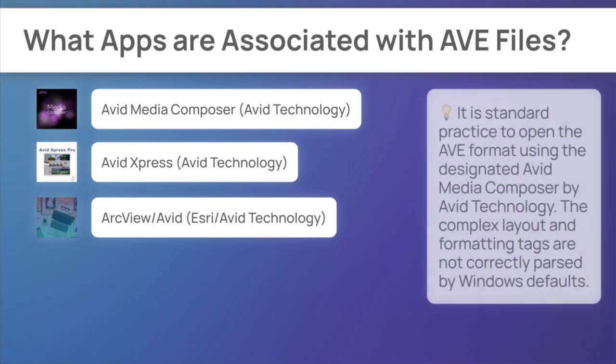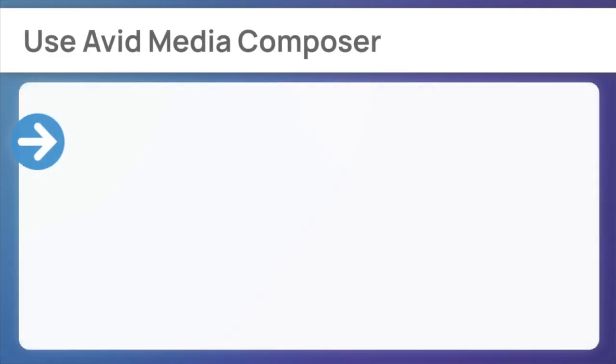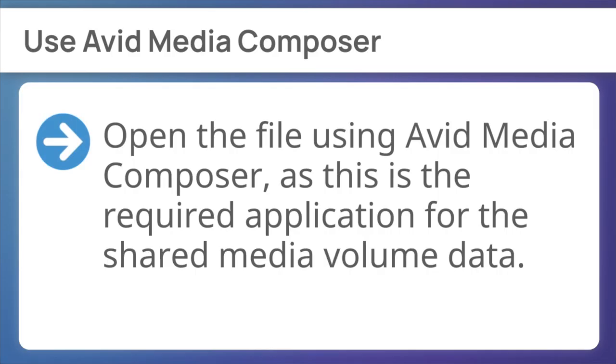The file is locked by a proprietary indexing system Windows cannot read natively. Windows may show the video quickly, but refining it requires dedicated applications. First, use Avid Media Composer. Open the file using Avid Media Composer, as this is the required application for the shared media volume data.